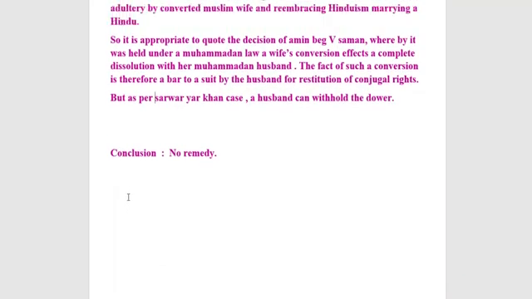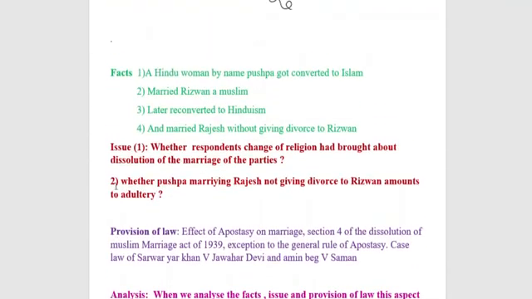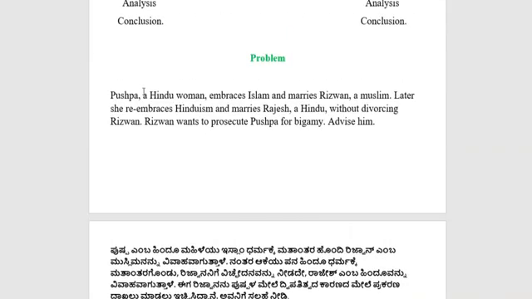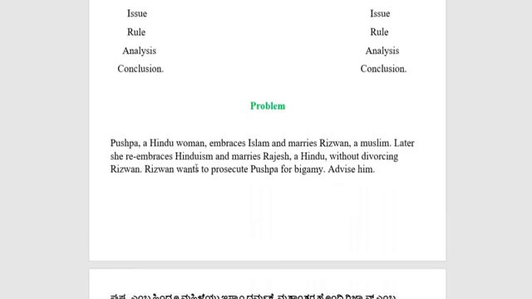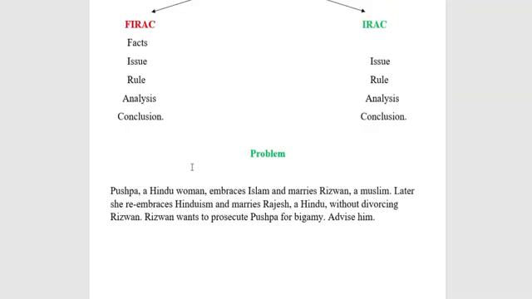So in the light of the provisions of law, let us conclude the problem. Rizwan doesn't have any remedy with regard to filing a petition for bigamy as well as for restitution of conjugal rights, but he can withhold any dower that is pending payable to his wife. That is the only remedy we can suggest to Rizwan under this problem.